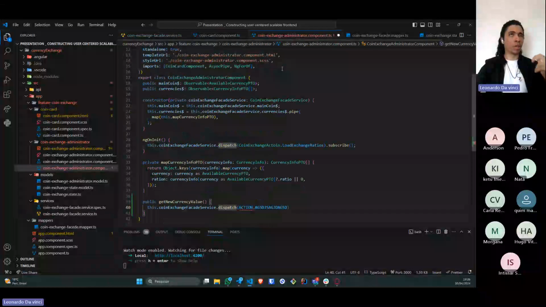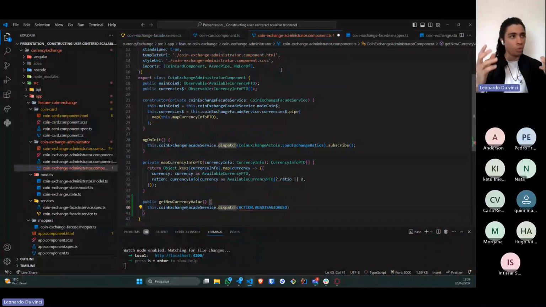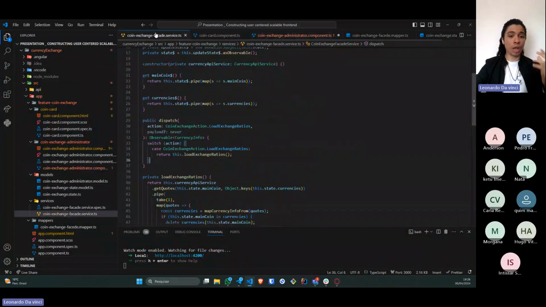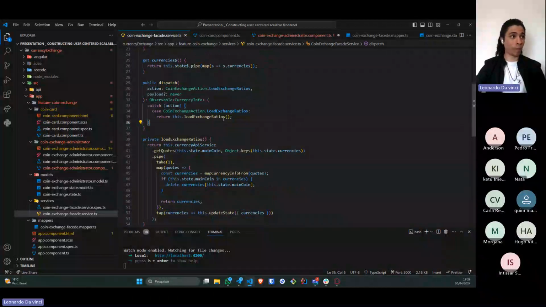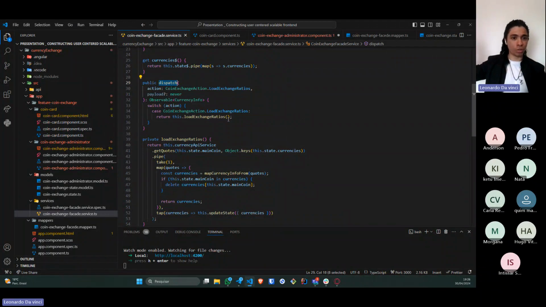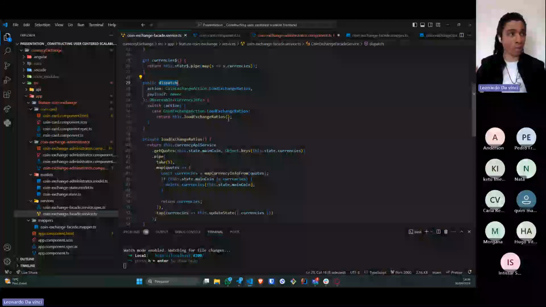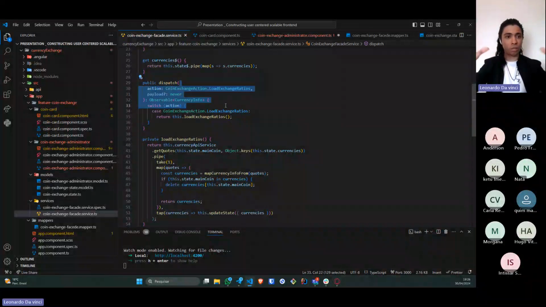the thing that knows what to do, which is the administrator, doesn't know how to do it or when it's being done, because it's asynchronous. So when you call the dispatch, the facade is talking to the backend, and if some error happens, it can fire something to show a toaster or something like that, but not much more than that.